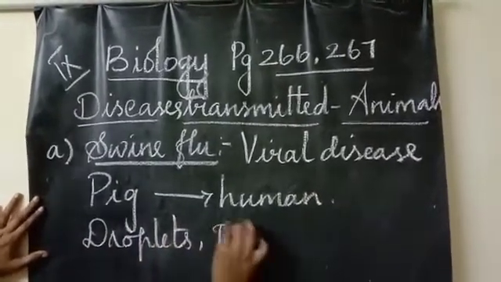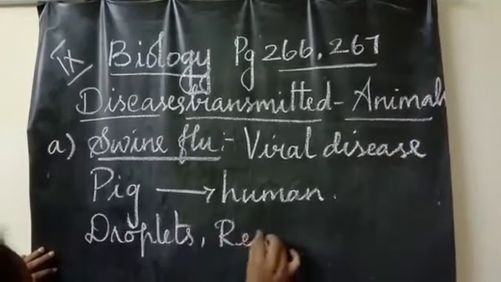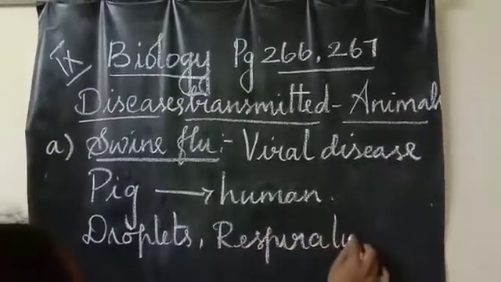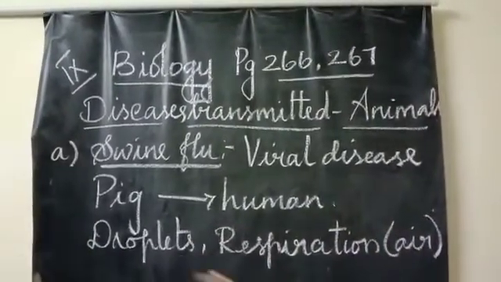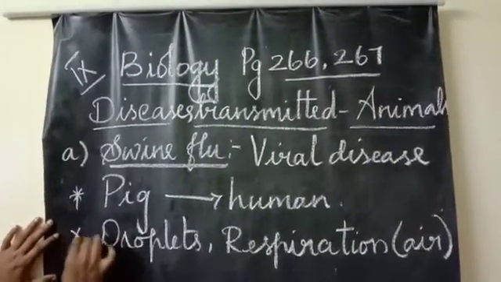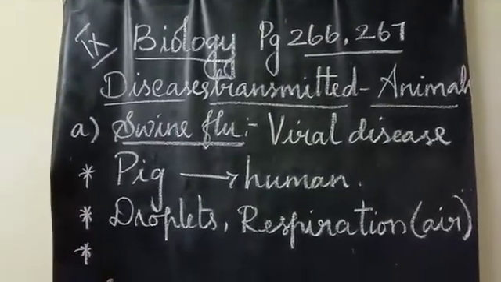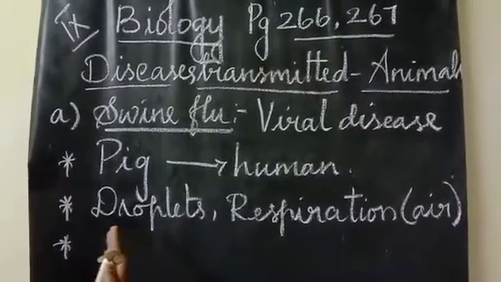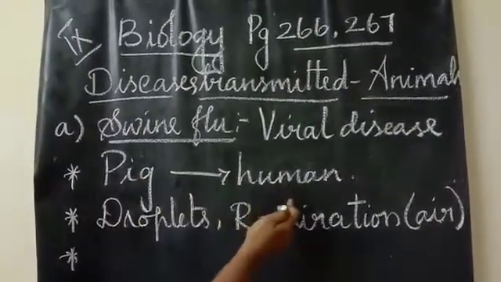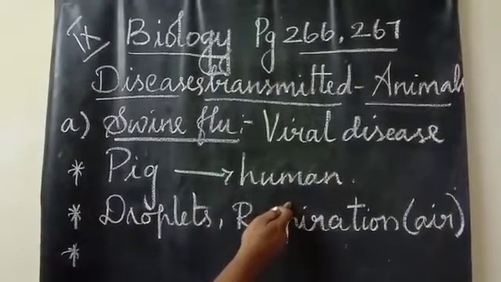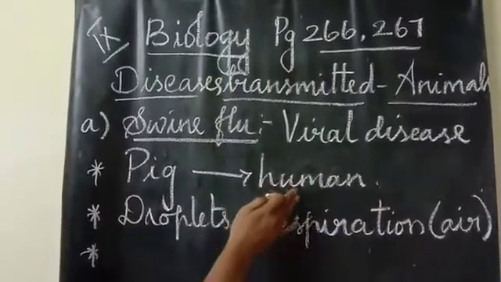or by respiration, that is through air. We can say droplets or the respiration process, that is, by air. The disease can transmit from pig to human being. It starts affecting the pig, the virus enters the pig and reaches the human being. And from one person to another person, this infection may spread.